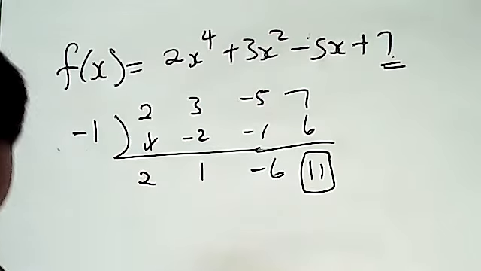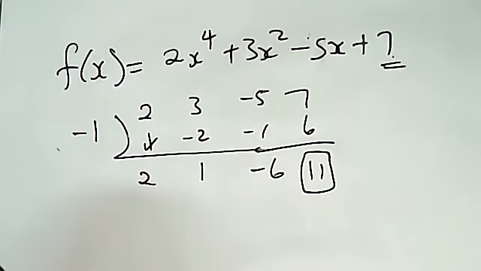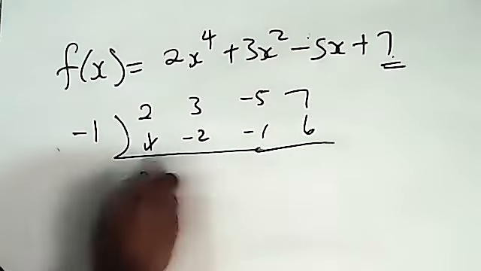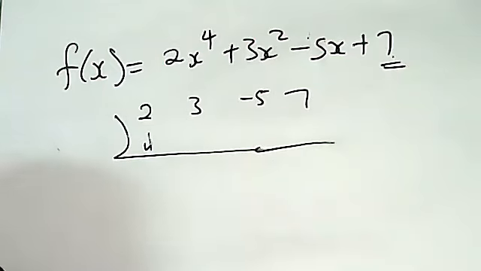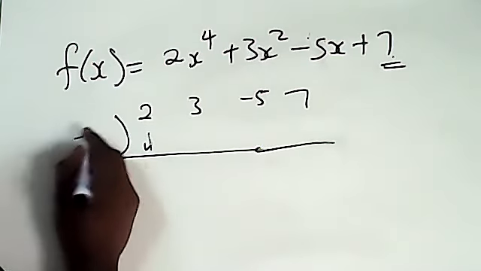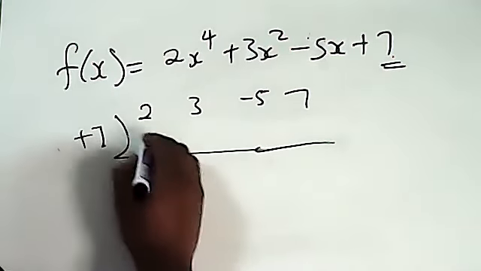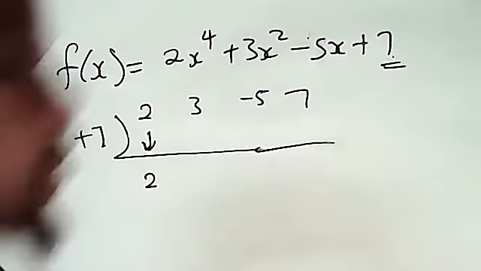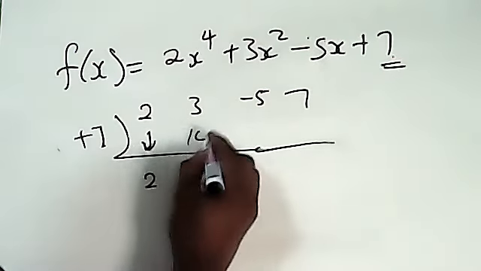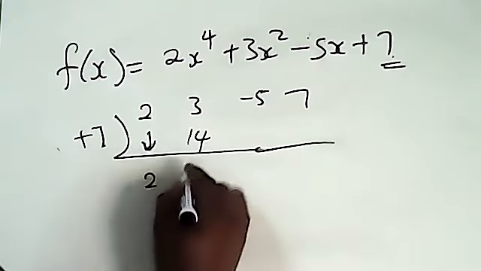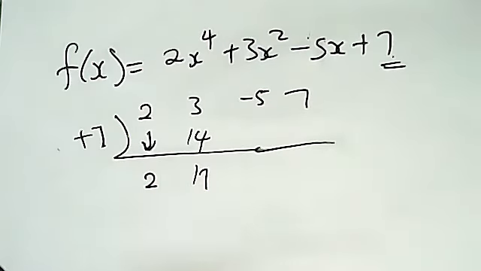Still, it's not the correct one, right? We continue until we find the right one. Now we are left with plus 7 and minus 7. Let's start with plus 7. You drop the first one as always. Then 7 multiplied by 2 gives you 14. 14 plus 3 is 17. This will be a huge number, right? So you do that until you find the correct one.